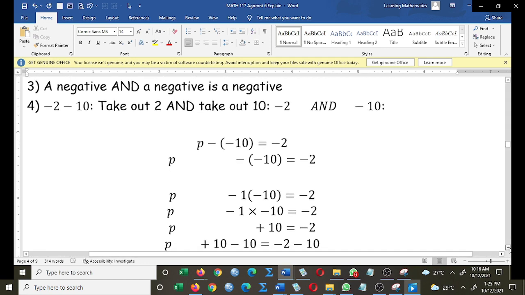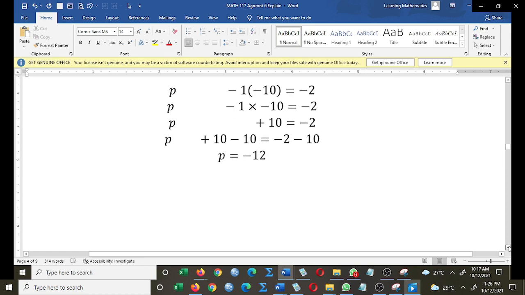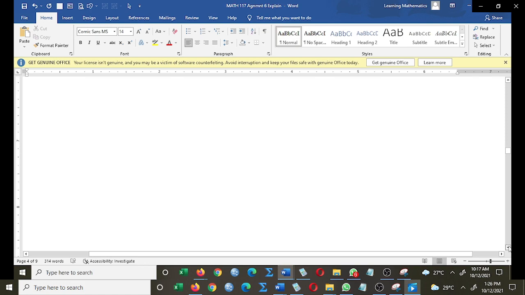Okay, and then here you have it. -2 subtract 10 is -12, and we know why. Okay, your calculator will give you -12, and to figure it out, to think about it, reason it out.